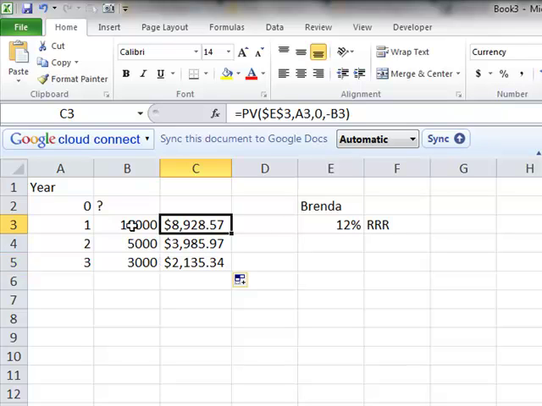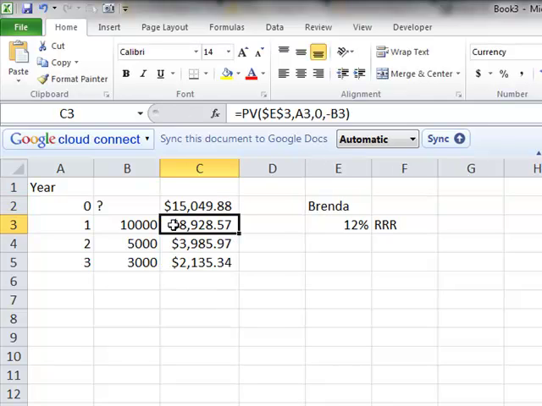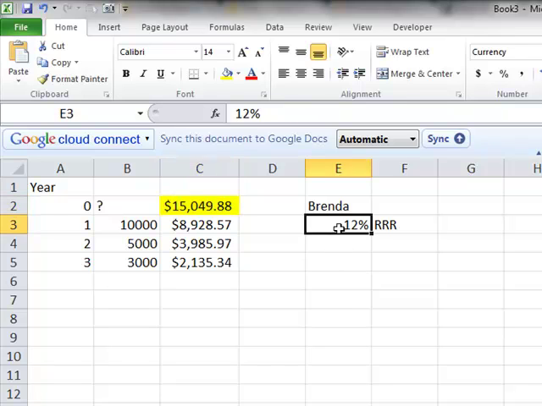So to Brenda, the 10,000 in 1 year would be worth only $89.28 to her today. The 3,000 in 3 years would be only worth $21.35 to her today. So the total value of the sums he's willing to pay her in present value terms is $15,050. So this is the amount she would be willing to lend to Kendall. And she would earn a 12% rate of return if he did indeed pay her these values.